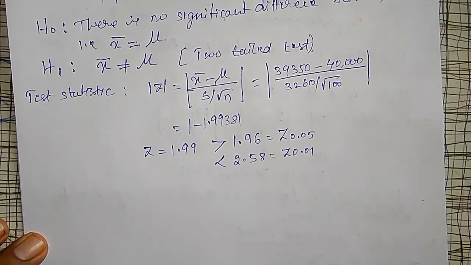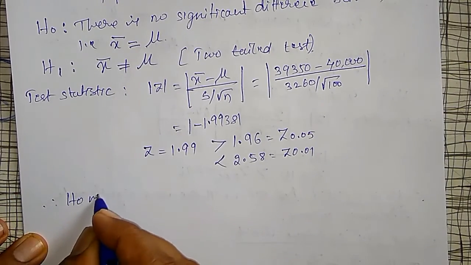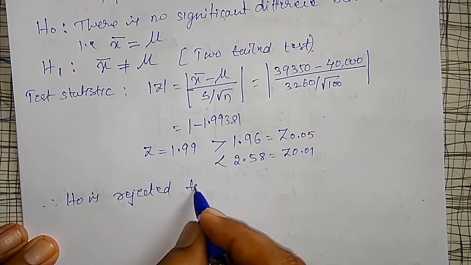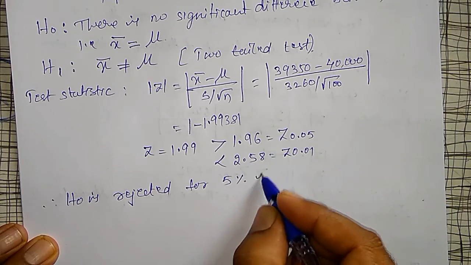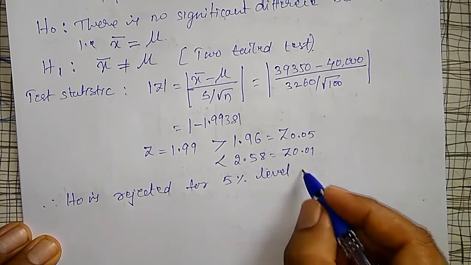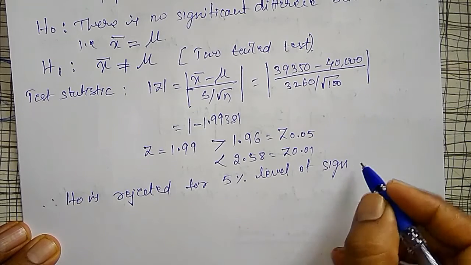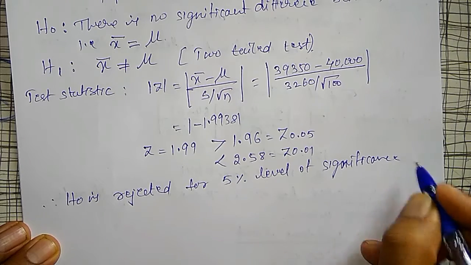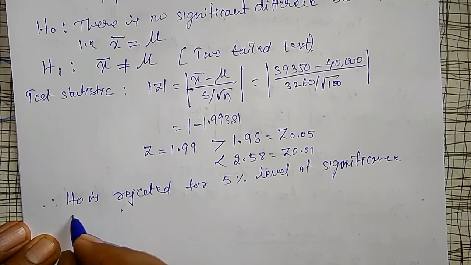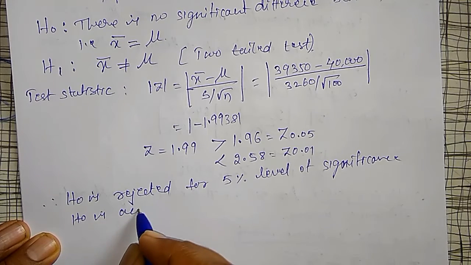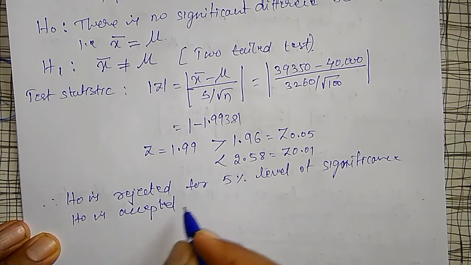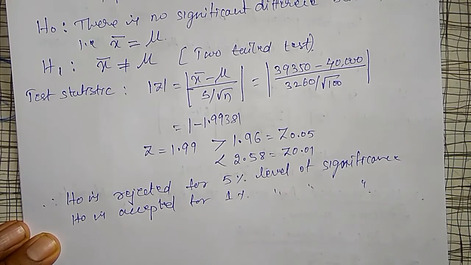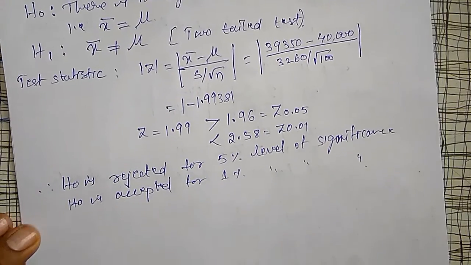Therefore, what you have to do here? Therefore, H0 is rejected for 5% level of significance, whereas H0 is accepted for 1% level of significance. Correct? That is, there is no difference.